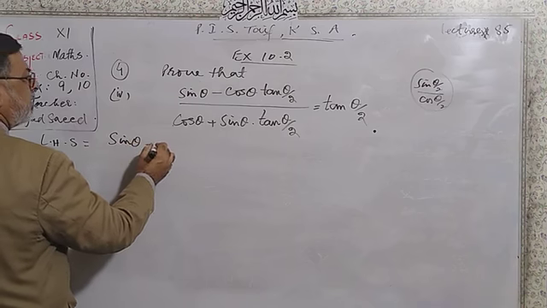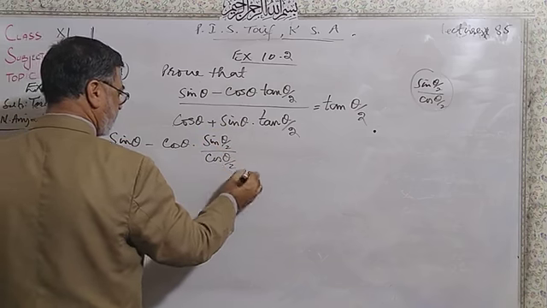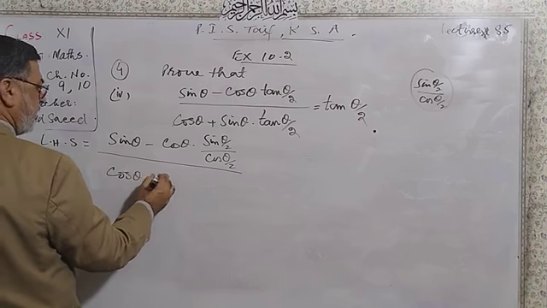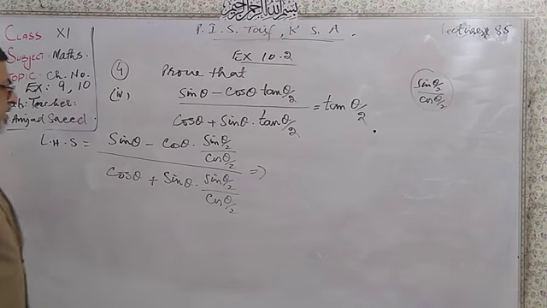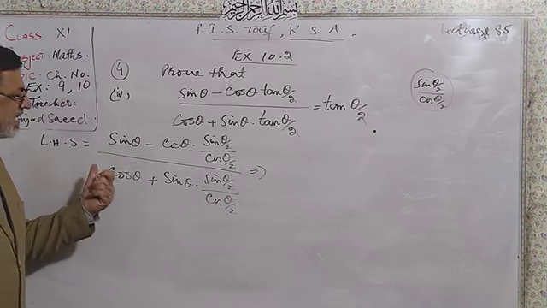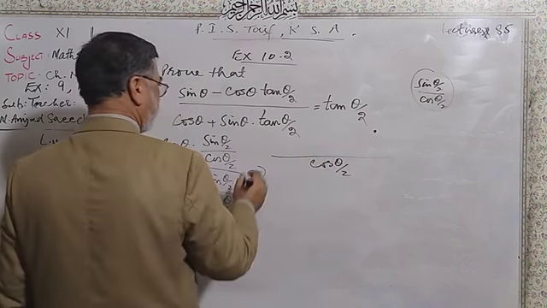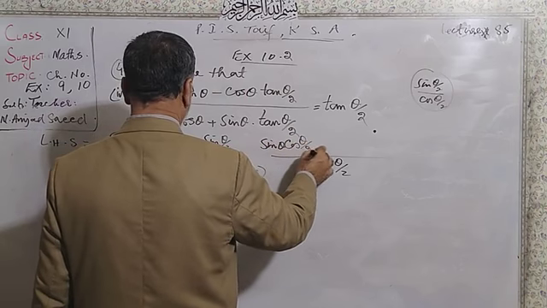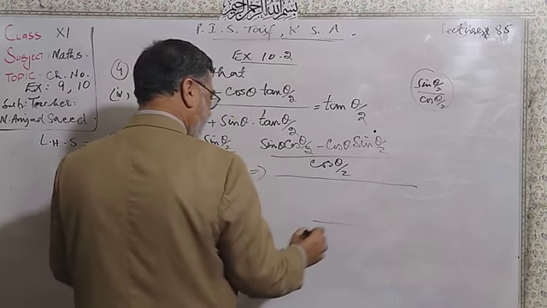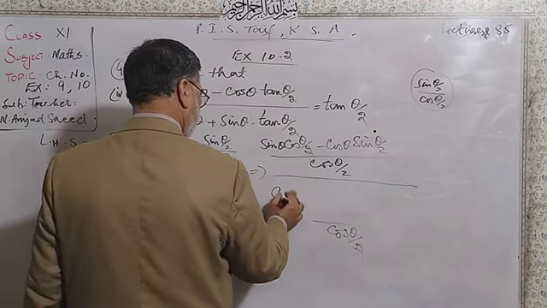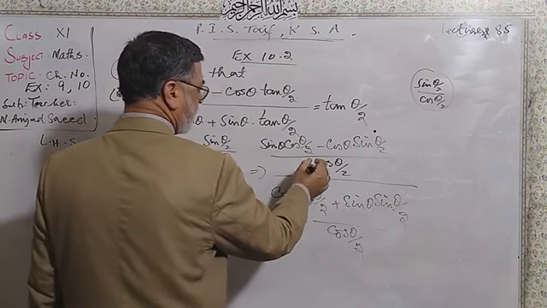Sin theta minus cos theta, tangent theta by 2 can be written as sin theta by 2 over cos theta by 2, divided by cos theta plus sin theta, again sin theta by 2 over cos theta by 2. Dear students, you can take cos theta by 2 LCM from numerator and denominator. We can have cos theta by 2, that is sin theta cos theta by 2 minus cos theta sin theta by 2 divided by, similarly, in denominator you can take LCM as cos theta by 2, cos theta cos theta by 2 plus sin theta sin theta by 2.